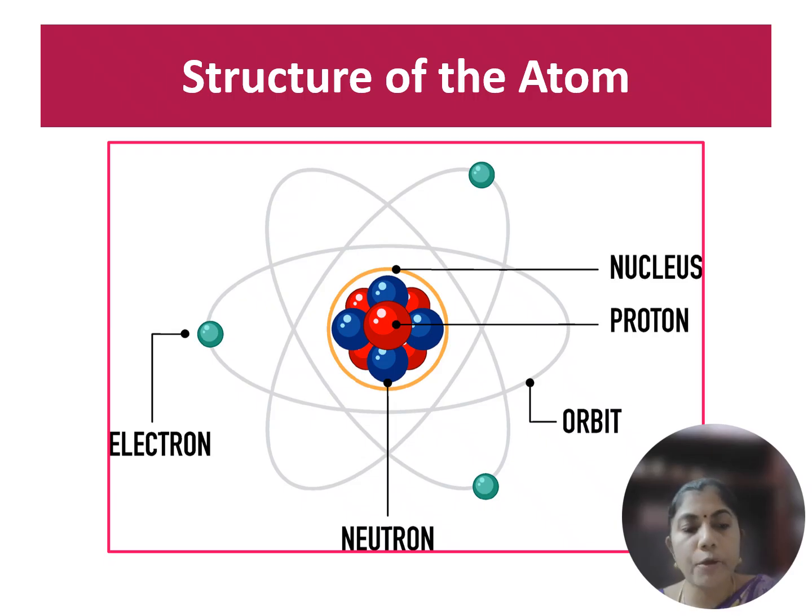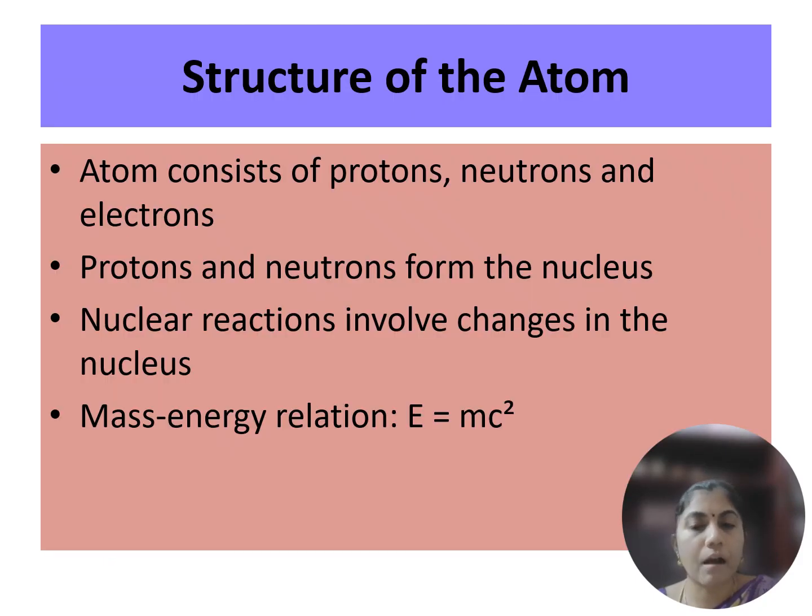Inside the nucleus, protons and neutrons are held together by a very strong attractive force called the nuclear force. When changes occur in the nucleus, a small amount of mass can be converted into energy. This is explained by Einstein's famous equation, that is E is equal to mc squared. According to this equation, even a small loss of mass can produce a huge amount of energy. This principle is the basis of nuclear fission and nuclear fusion.